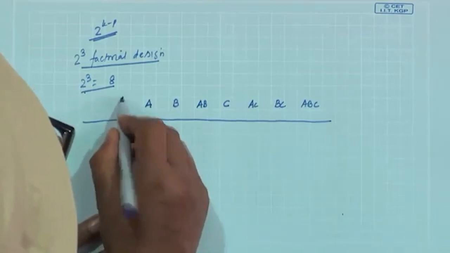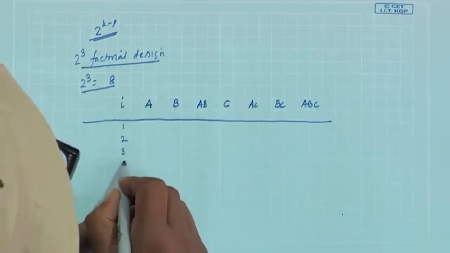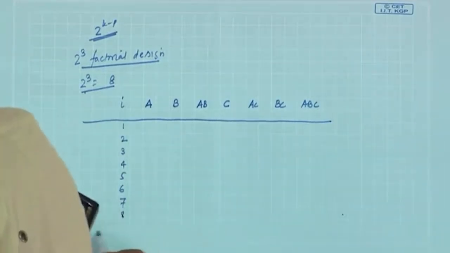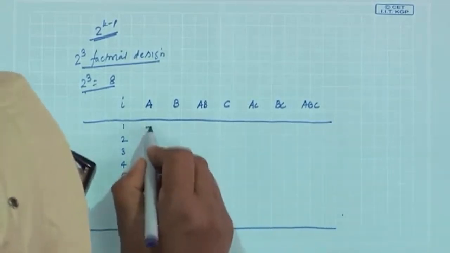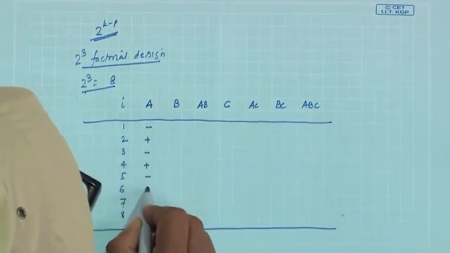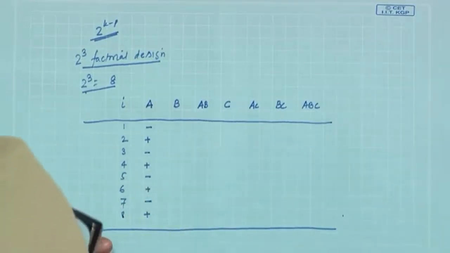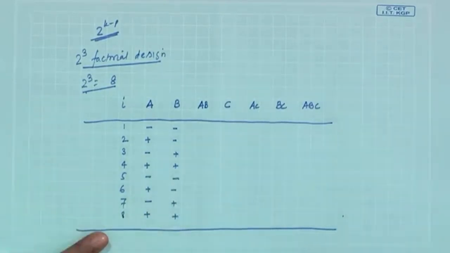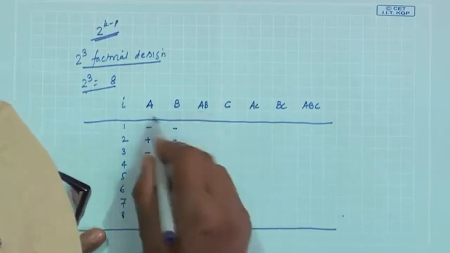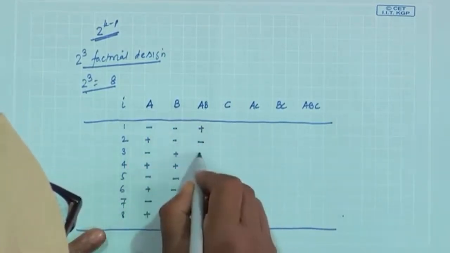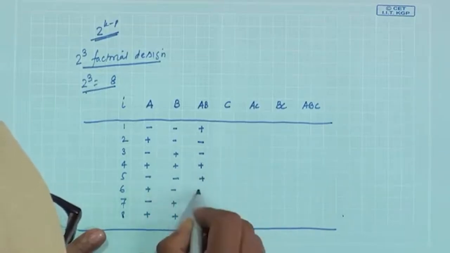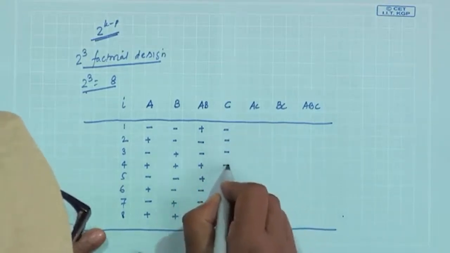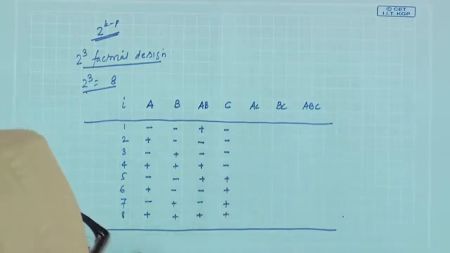So, how many combinations? 1, 2, 3, 4, 5, 6, 7, 8. If you recall, we say this is minus, plus, minus, plus, minus, plus, minus, plus. This one is minus, minus, plus, plus, minus, minus, plus, plus. Then these two, when you multiply A and B, you get plus, minus, minus, plus, plus, minus, minus, plus. Then C will be minus, minus, minus, minus, plus, plus, plus, plus.